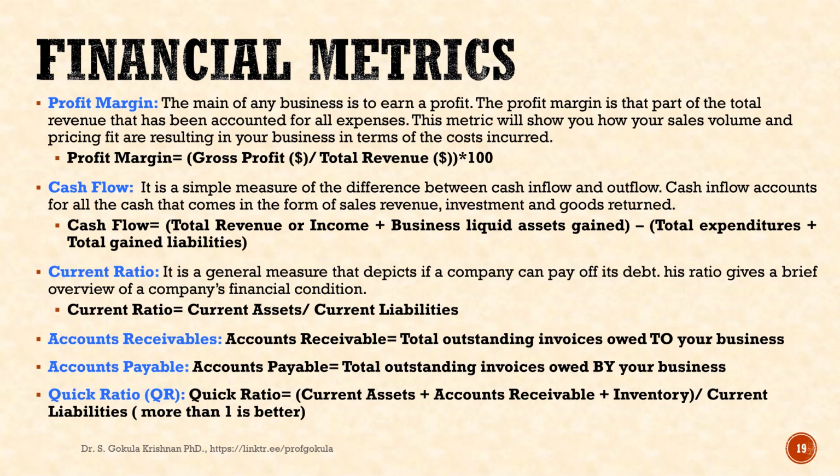First one, profit margin. This metric will tell you how much margin you have generated, accounted against revenue that has been accounted for all expenses. This metric will show you how your sales volume and pricing fit or result in your business in terms of cost incurred. Profit margin is equal to gross profit divided by total revenue.